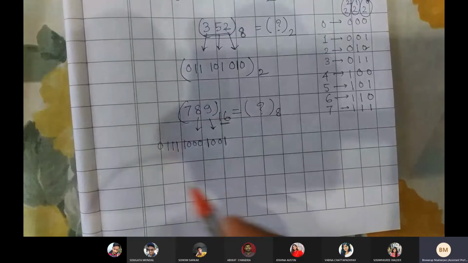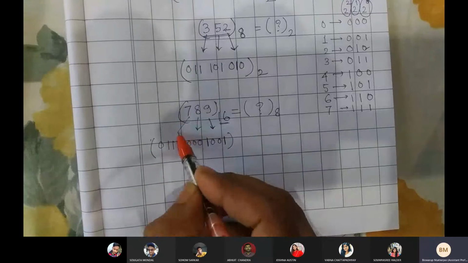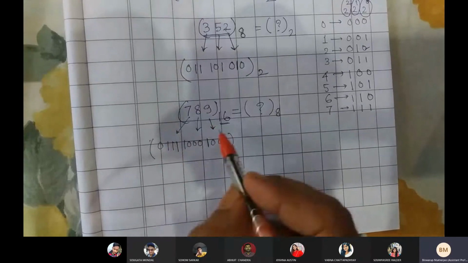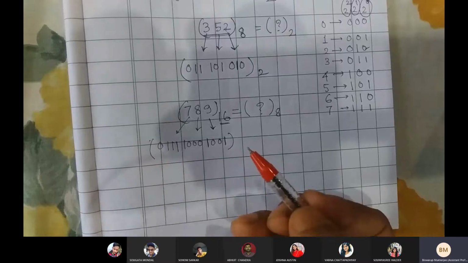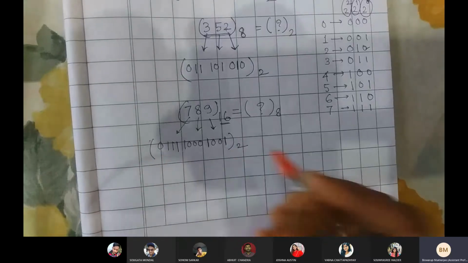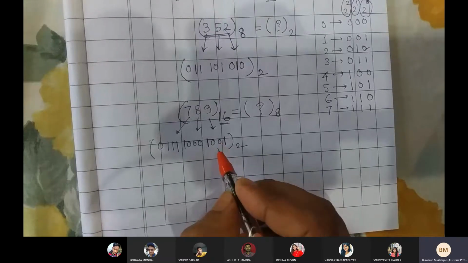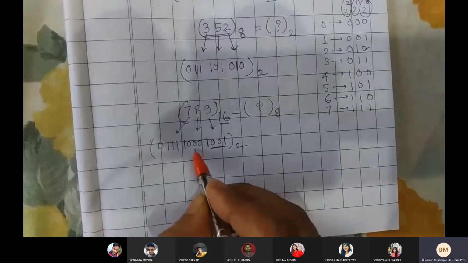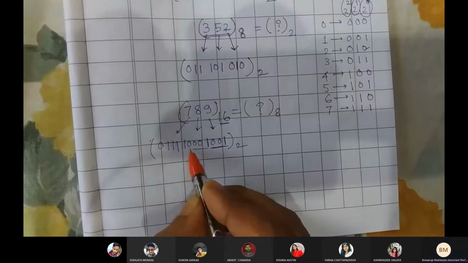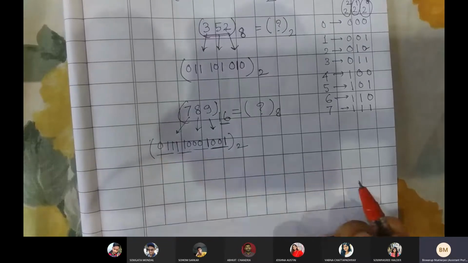So this is the corresponding binary number of this hexadecimal number. This is 1001, this is 1000, and this is 111. Now what do you need to do? This is in binary. We have to now take 3 bits at a time and make groups. So how can we make that? Simple. You take 3 bits, again 3 bits, and then again 3 bits, and again 3 bits, like this.